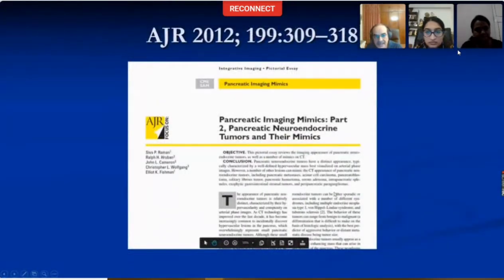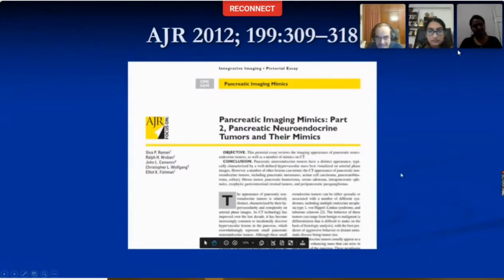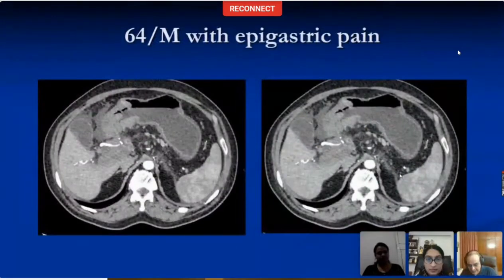There's an excellent article published in the American Journal of Radiology in 2012 on pancreatic neuroendocrine tumors, and you may want to read this. These tumors are also categorized as gastroenteropancreatic neuroendocrine tumors. Because they can occur in the stomach, in the small bowel, as well as in the pancreas, they are frequently called GEPNETs.